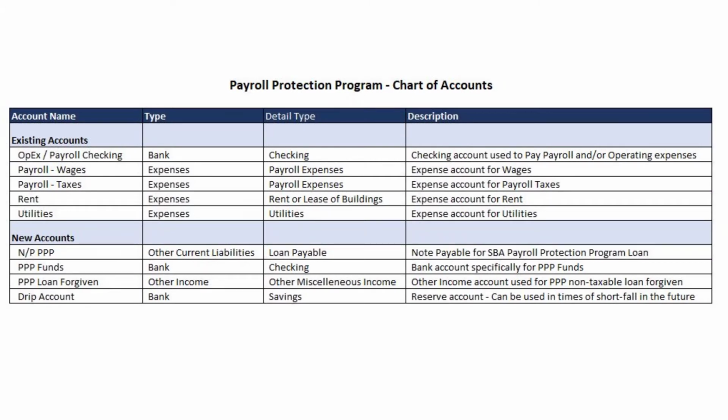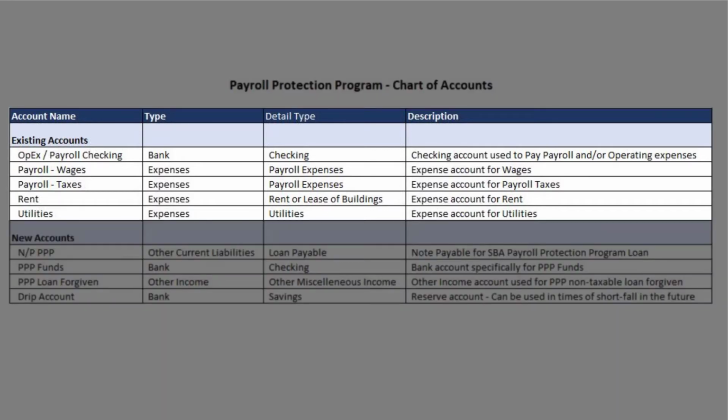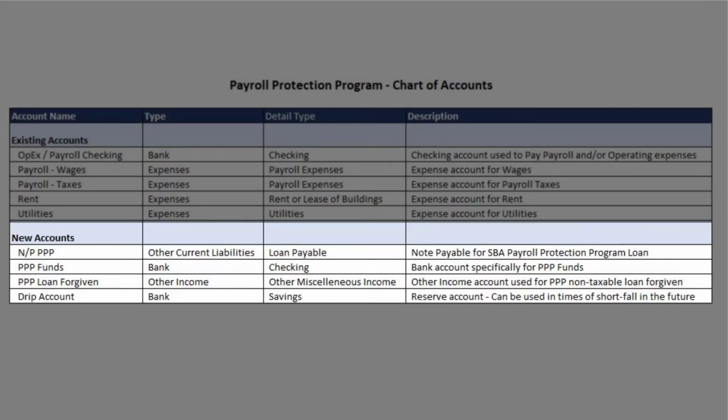First of all, we're going to need to set up some new accounts in our accounting system. I'm going to assume we're using QuickBooks, but be whatever accounting system you're using. You'll have some existing accounts, for example, your operating account, and maybe you have a payroll account as well. You'll have an account already set up for payroll, for wages and taxes, and you'll have an account set up for rent and utilities. We'll be leaving those intact, but we need to create 4 new accounts.